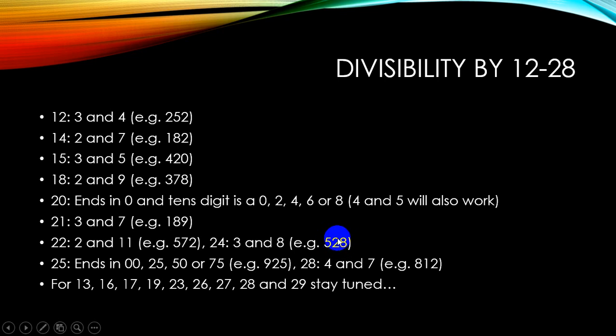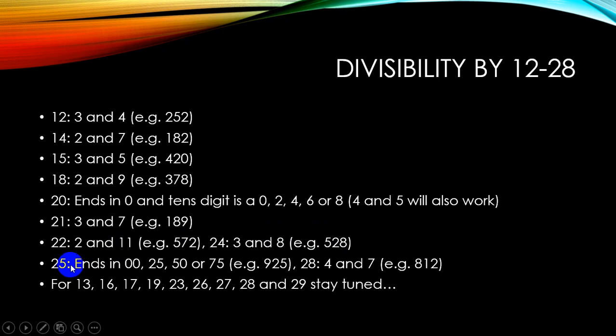But since it's divisible by 4 and this hundreds digit is odd, that makes the number divisible by 8. So if this were 532, it wouldn't work. 536, yes, it would work. Or if this were 428, it would not be divisible by 8. Again, check that video tutorial there. So 528 is divisible by 3 and 8, therefore it's divisible by 24.